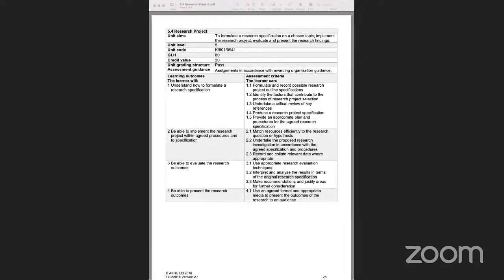Hi, good morning, everyone. Let's start off with today's session, which is looking at learning outcome 3 for research project. In this learning outcome 3 for research project, today we are covering the learning outcome. It says: be able to evaluate the research outcomes.